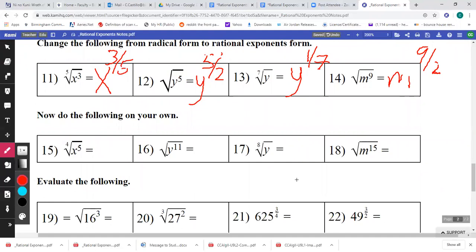Okay, so 15 should be x to the 5/4. 16 should be y to the 11/2. 17 should be y to the 1/8. And then 18 should be m to the 15/2.